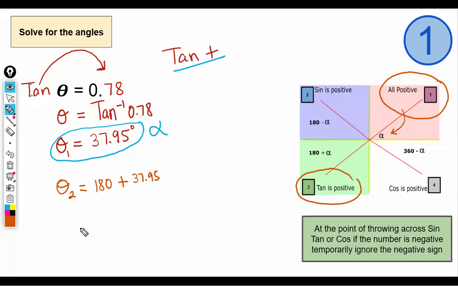180 plus 37.95 is 217.95 degrees. That's your second answer. So the two answers are 37.95, which is the quadrant 1 answer, and the second answer is 217.95, which is the quadrant 3 answer.